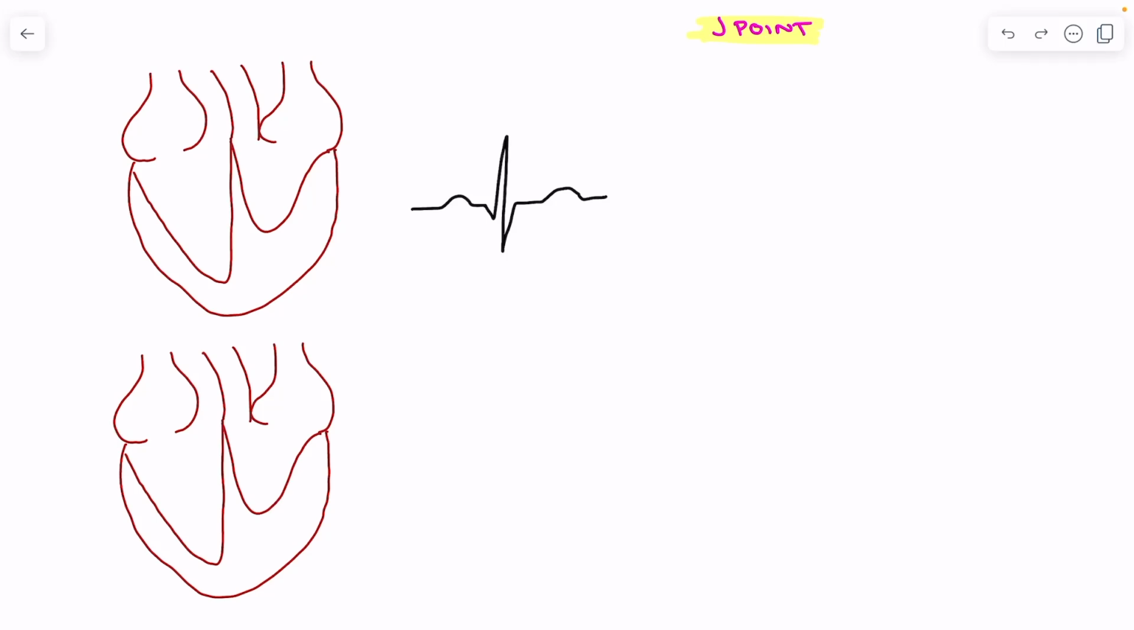In this video, we're going to talk about the J point. Often people will struggle to find the J point, which leads to struggles in diagnosing ST elevation or recognizing ST elevation on a 12 lead.